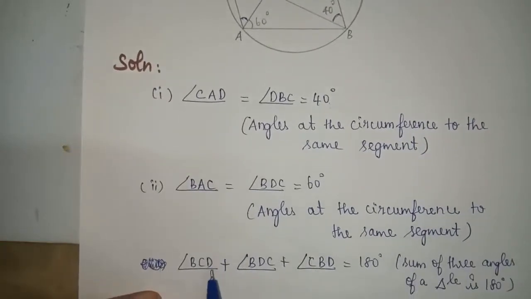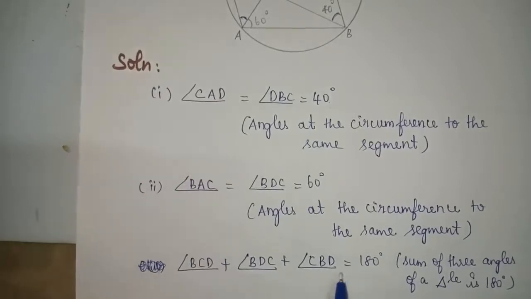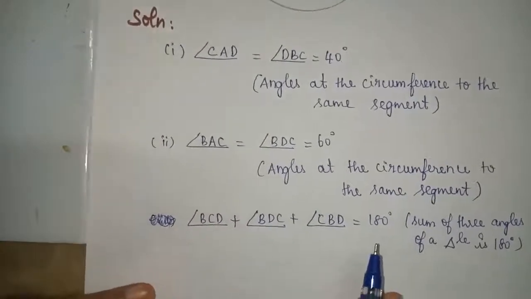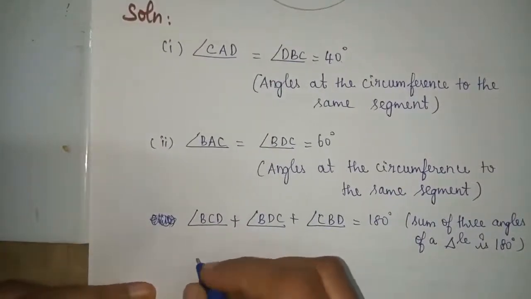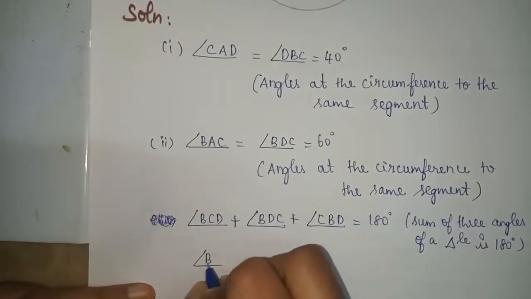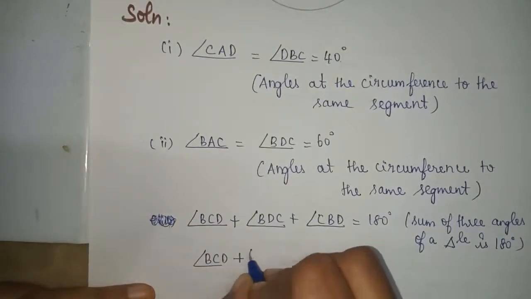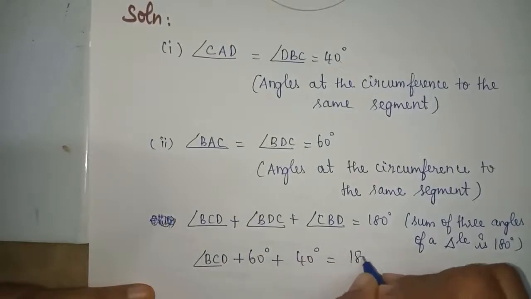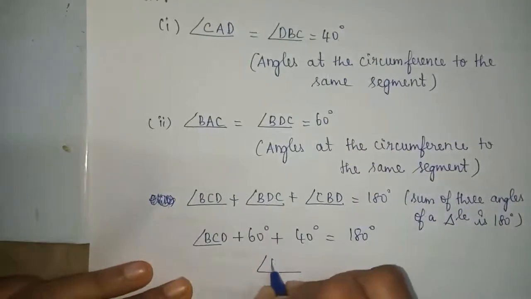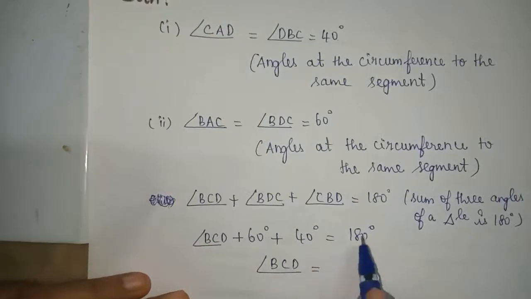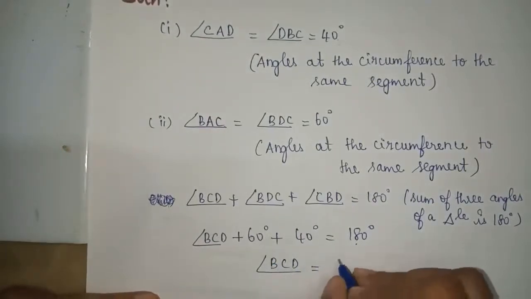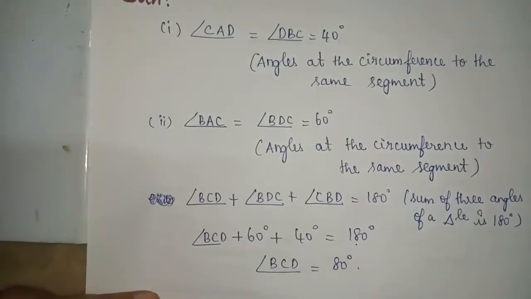Then angle BCD plus angle BDC plus angle CBD is equal to 180 degrees because the sum of the three angles of a triangle is 180 degrees. So from this we can write BCD plus 60 degrees plus 40 degrees is equal to 180 degrees. So angle BCD is equal to 180 degrees minus 60 plus 40, which is 100. So the angle BCD is 80 degrees.